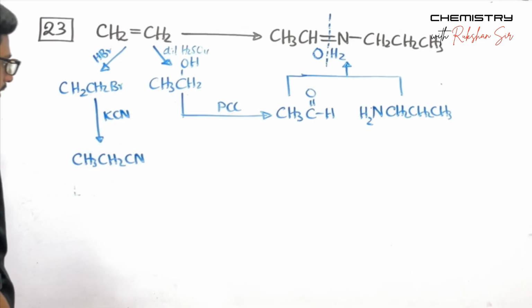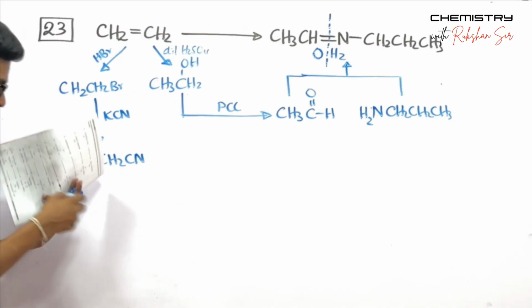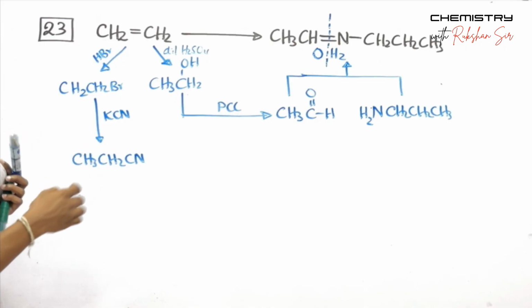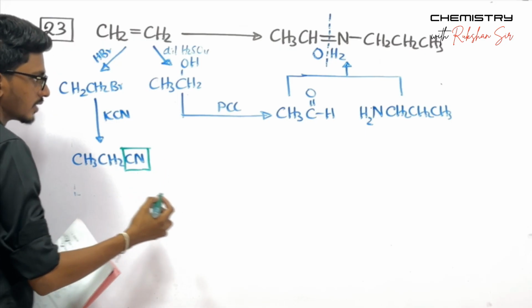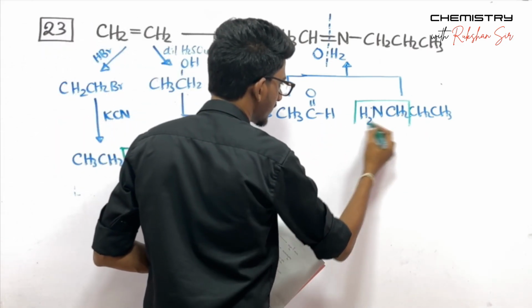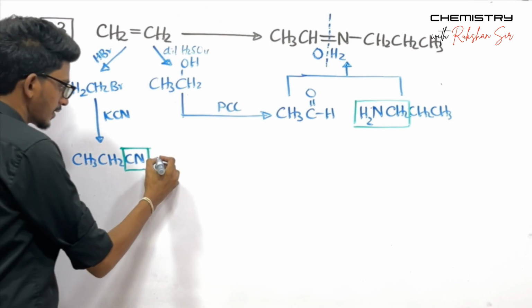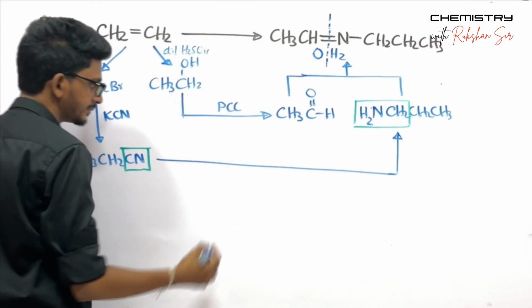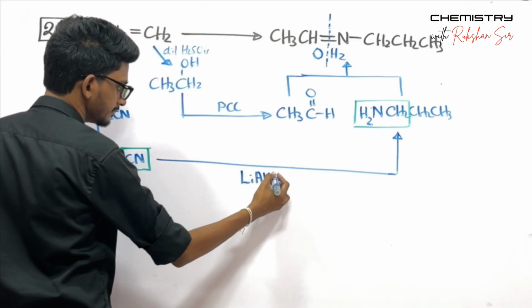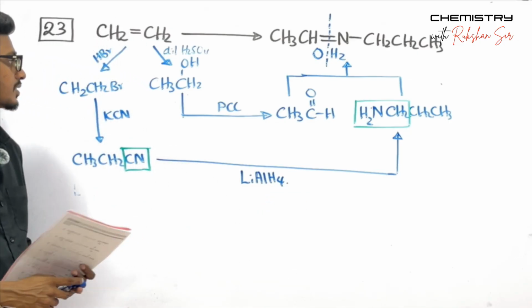Right? That CN can be converted directly to CH2NH2. This CN part can be directly converted to the CH2NH2 part, right? Okay? So that can be done by just adding lithium aluminum hydride. Right? So that is the conversion, very easy stuff, right? Conversion number 23.